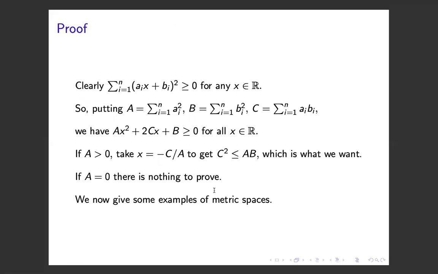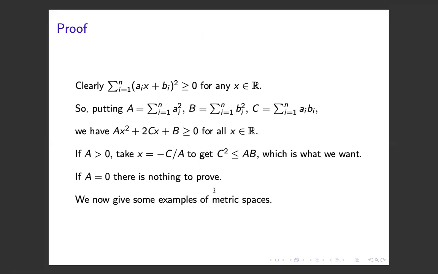And if A is 0, there is nothing to prove. The right side is 0, which means that each AI squared is 0, so the vector A has to be 0. In that case the left side is also 0, so there is nothing to prove. If A is strictly bigger than 0, you choose this value X to be what is given there, and you get what you want. That is, the left side of the Cauchy-Schwarz inequality is less than or equal to the right side of that inequality. All right.